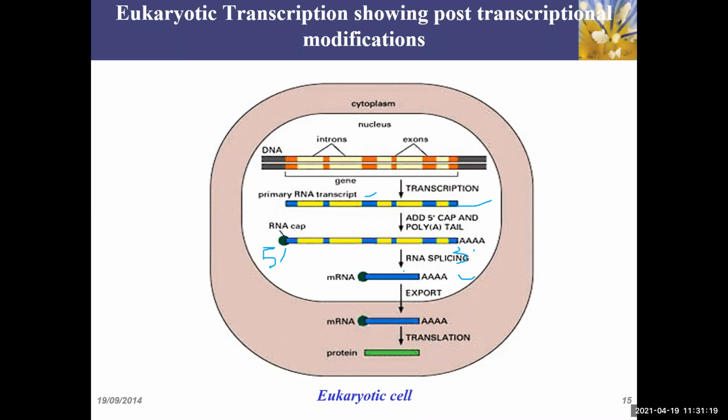Number one, protecting from degradation. We don't want it to get degraded. Number two, helps in the export of the mRNA to the cytoplasm. And number three, what was number three? It also helps in the binding to the ribosomes, which we will see in the translation. Is it clear? Did you all understand the reasons behind it?